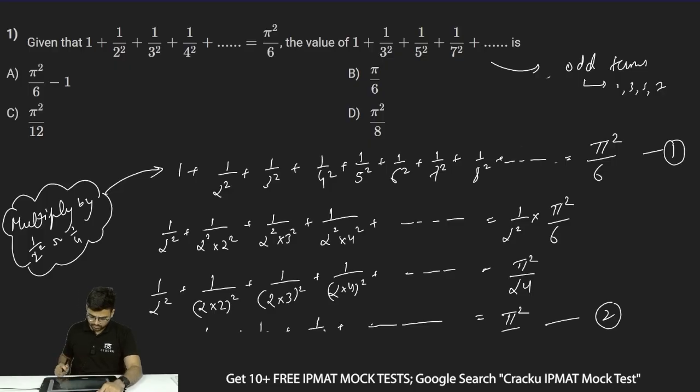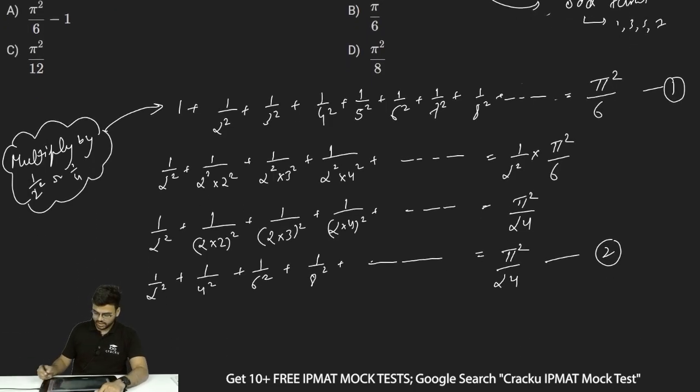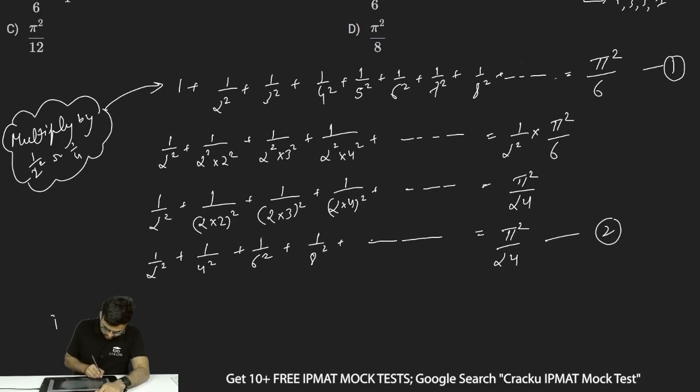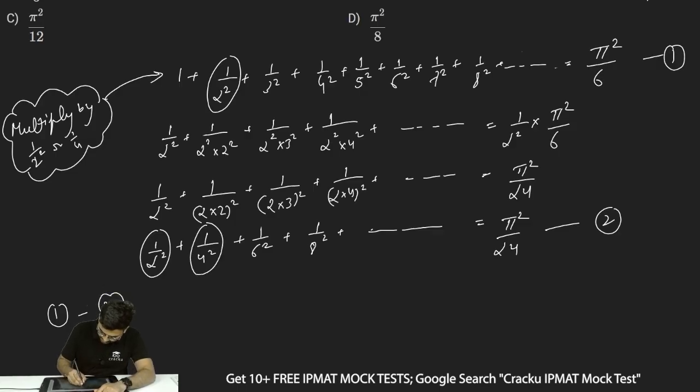So if we compare our first and second equation, and perform the operation equation 1 minus equation 2, what will happen? See, this is 1 by 2 square and this is 1 by 2 square, so this term will be cancelled out. Again, the next term is 1 by 4 square and 1 by 4 square.